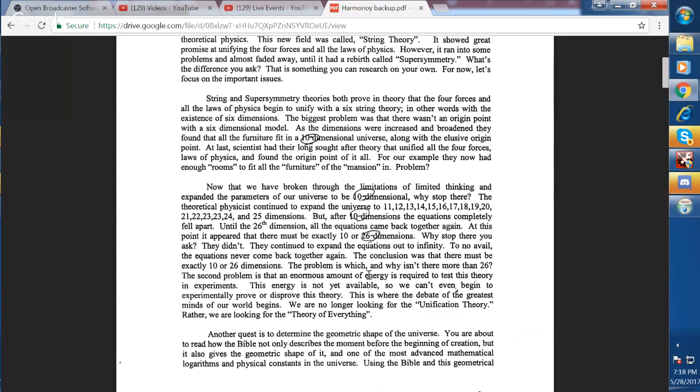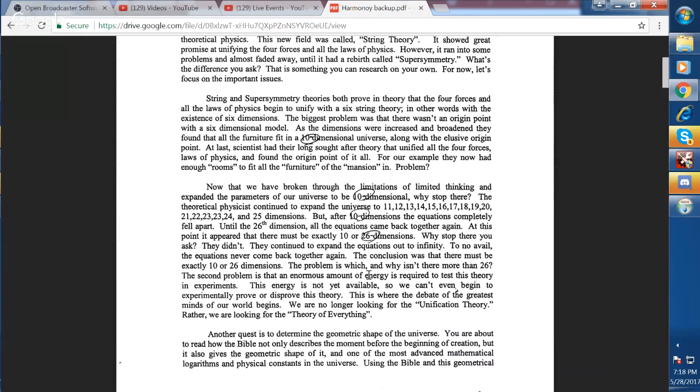So they carried out these equations. So these theoretical physicists continued to expand the universe to the 11th, the 12th, the 13th, 14th, 15th, 16th, 17th, 18th, 19th, 20th, 21st, 22nd, 23rd, 24th, and the 25th dimension, and it never came back together again. After the 10th dimension, the equations completely fell apart. And then finally, at the 26th dimension, all the equations came back together again. At this point, it appeared that there must be exactly 10 or 26 dimensions.